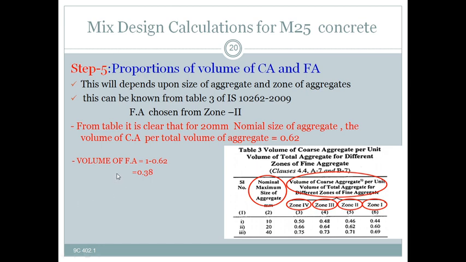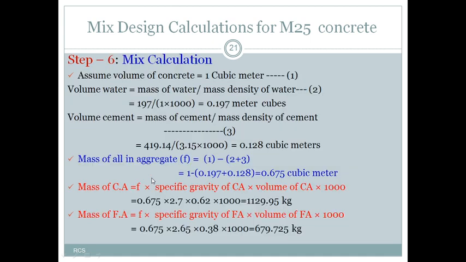So from that I can calculate the volume of fine aggregate. I know the total volume of aggregates is unity. From that the portion of coarse aggregate will be 0.62. That means I have to deduct 1 minus 0.62. Then I will get the volume of fine aggregate as 0.38. The next step would be mix calculation.